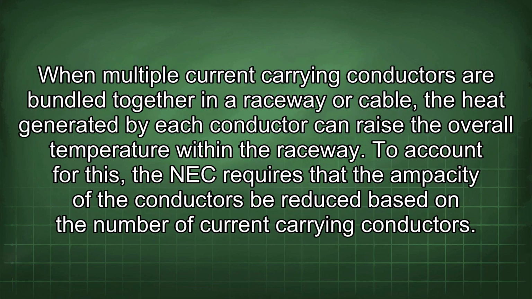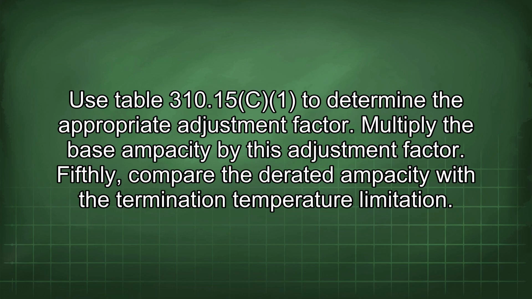When multiple current-carrying conductors are bundled together in a raceway or cable, the heat generated by each conductor can raise the overall temperature within the raceway. To account for this, the NEC requires that the ampacity of the conductors be reduced based on the number of current-carrying conductors. Use Table 310.15(C)(1) to determine the appropriate adjustment factor. Multiply the base ampacity by this adjustment factor.